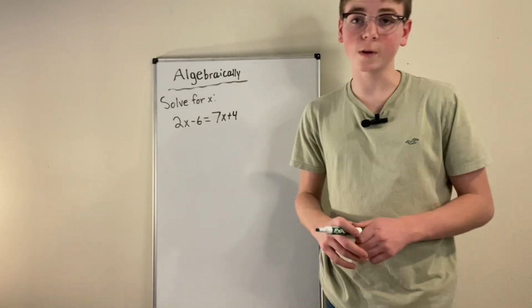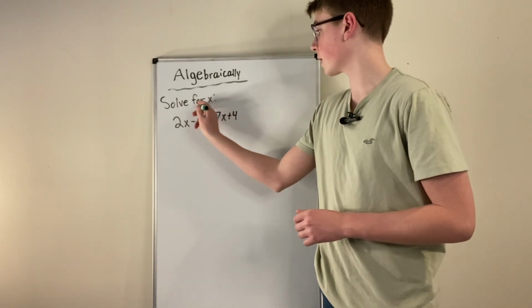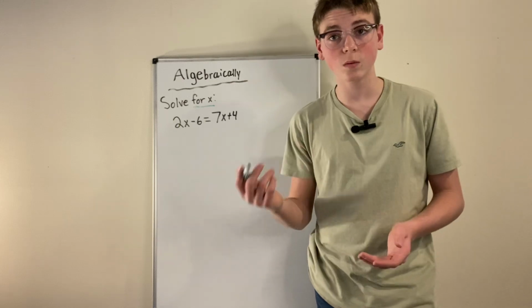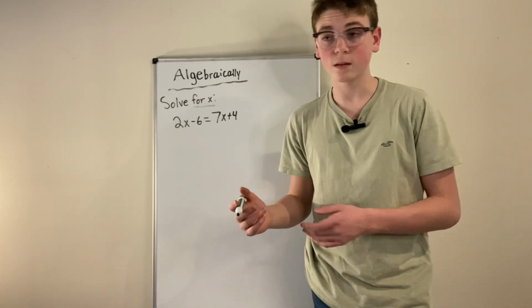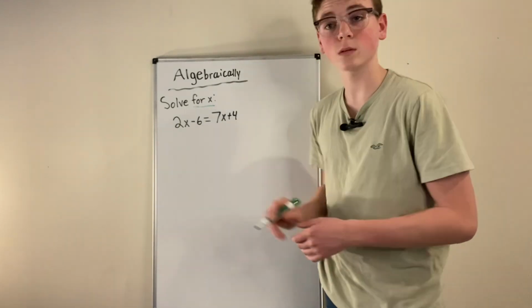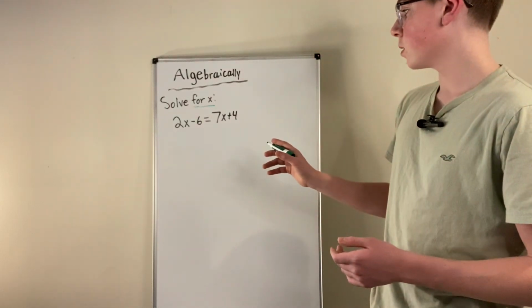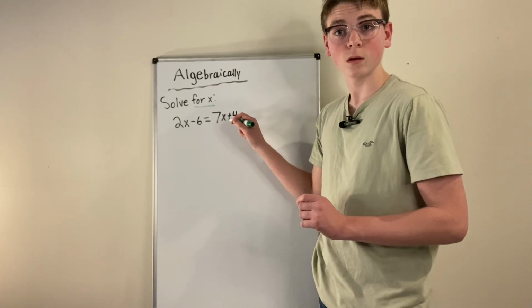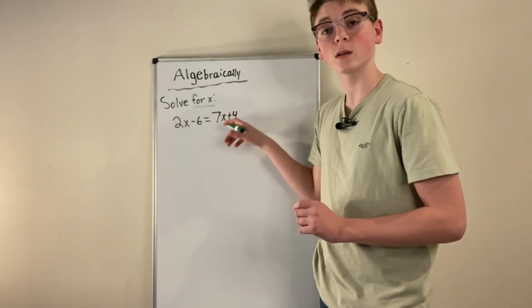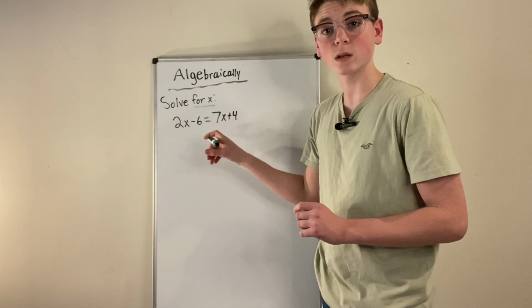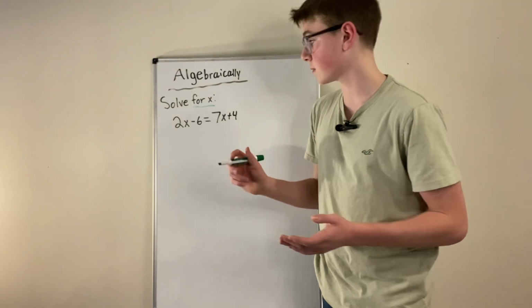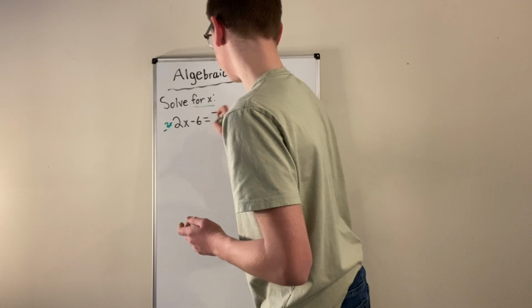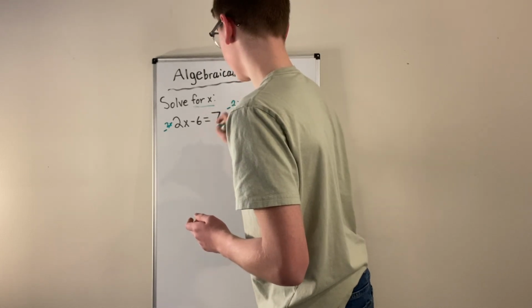What do we want to do first if we are solving for x? Well, first we want to get x on one side and the normal numbers on the other side. So we could subtract 2x from both sides, or we could subtract 7x from both sides. I'm going to subtract 2x from both sides. So, minus 2x, minus 2x.